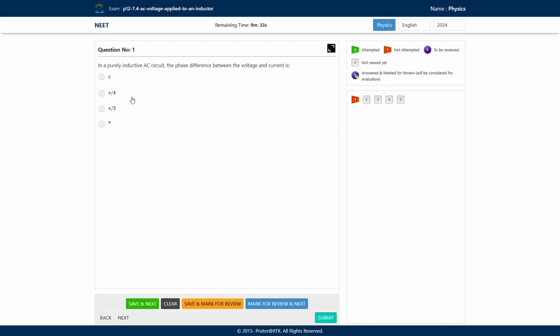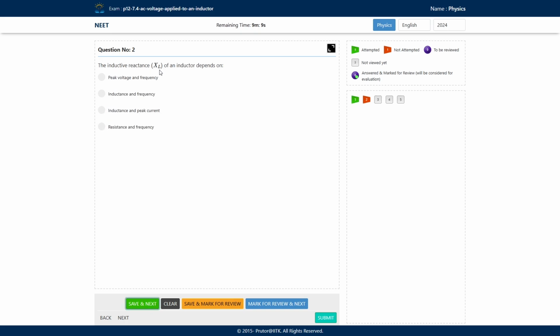In a purely inductive AC circuit, the phase difference between the voltage and current is? You can write your answer in the comment section. So what is the phase difference between voltage and current in the purely inductive circuit?